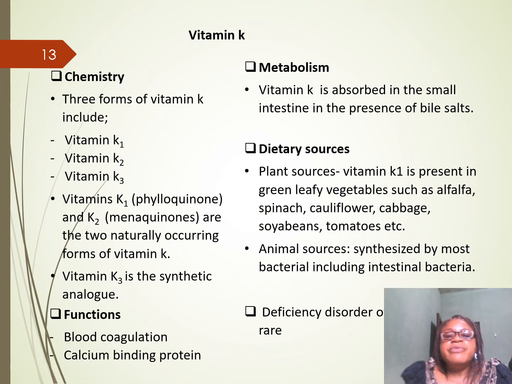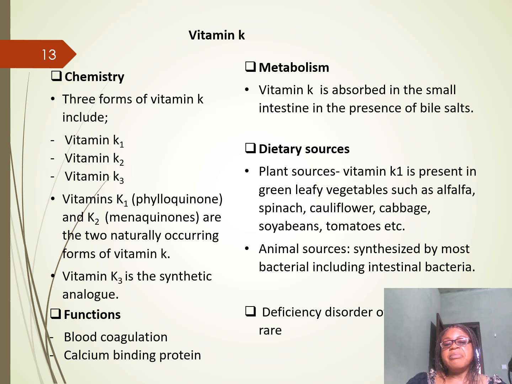The last but not the least, vitamin K. Again, there are three forms of vitamin K, which include vitamin K1, K2, and K3. But the two naturally occurring forms of vitamin K are K1 and K2. K3 is synthesized. Then metabolism: vitamin K is absorbed in the small intestine in the presence of bile salt. Functions: it promotes blood coagulation, and also acts as a calcium binding protein.